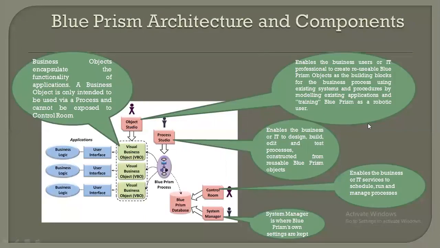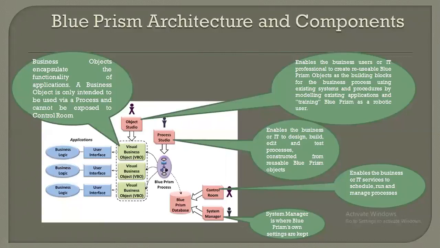The next one I wanted to talk about is Blue Prism architecture and components. The architecture for Blue Prism is a thick client and server framework, whereas UiPath is a thin client and server. The complexity is much less compared with Blue Prism.